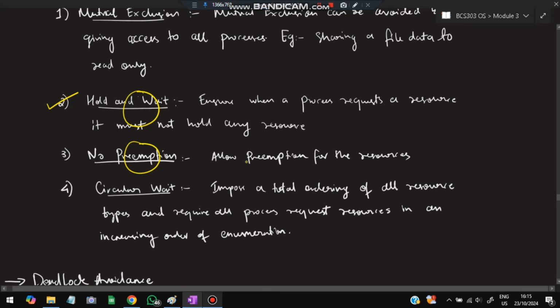And no preemption, that should not be there. Allow preemption for the resources. If one process is holding a resource for a long amount of time, preempt it, break the connection, and give it to the process which requires it to execute.